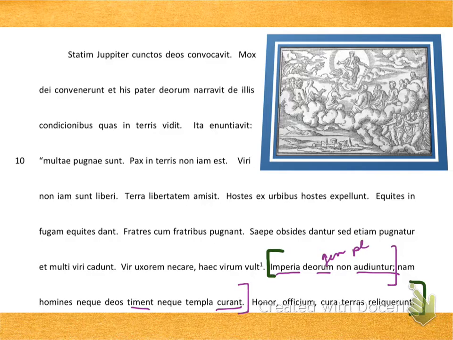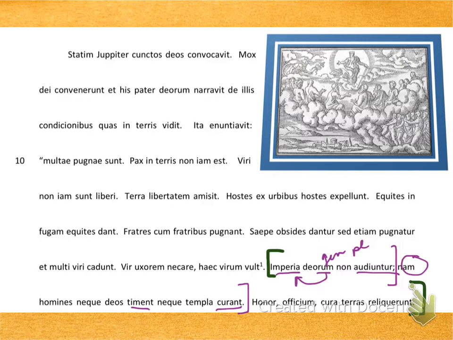This passive voice clause does not have a by phrase in it. It is in the genitive, deorum, and it works in conjunction with imperia. The imperia of the deorum are not audiuntur, right?